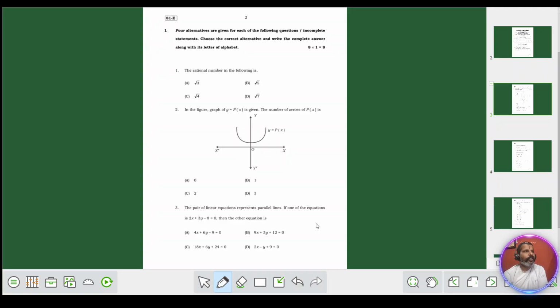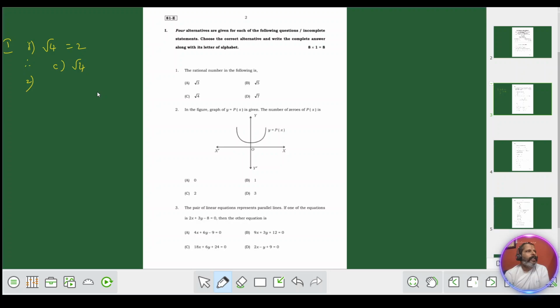The rational number in the following. What is the rational number in the following? Don't get confused. All are root numbers here. But just observe. Root 5 is irrational. Root 7 is irrational. So root 4 is the answer because it's 2. Therefore, answer is C, root 4.